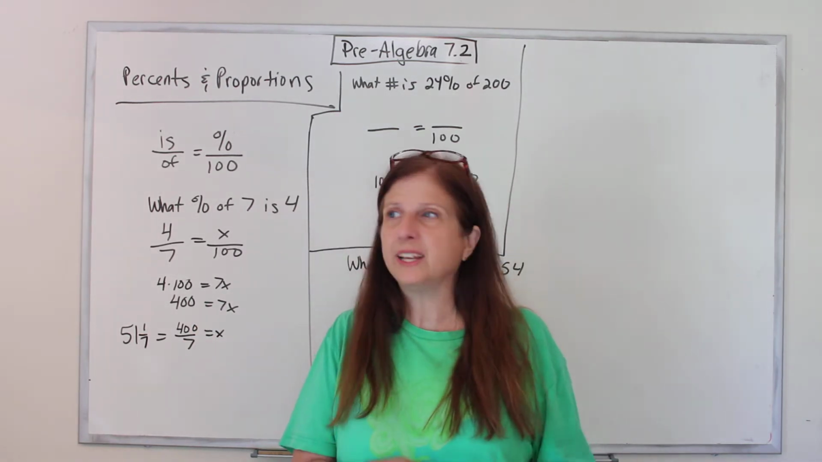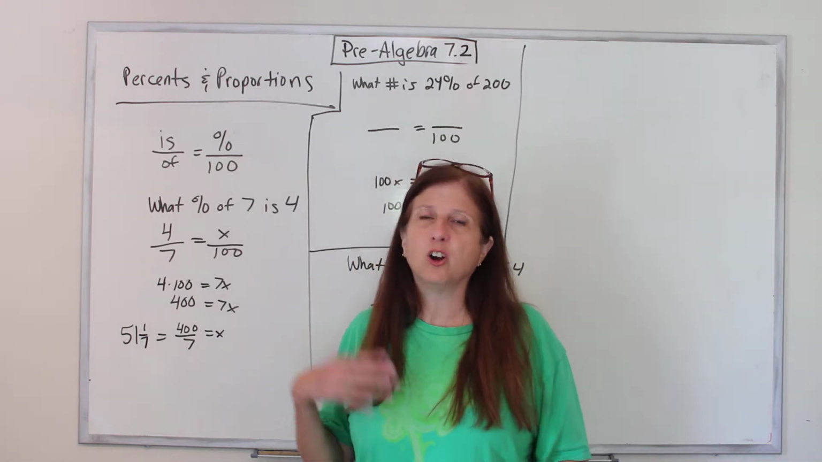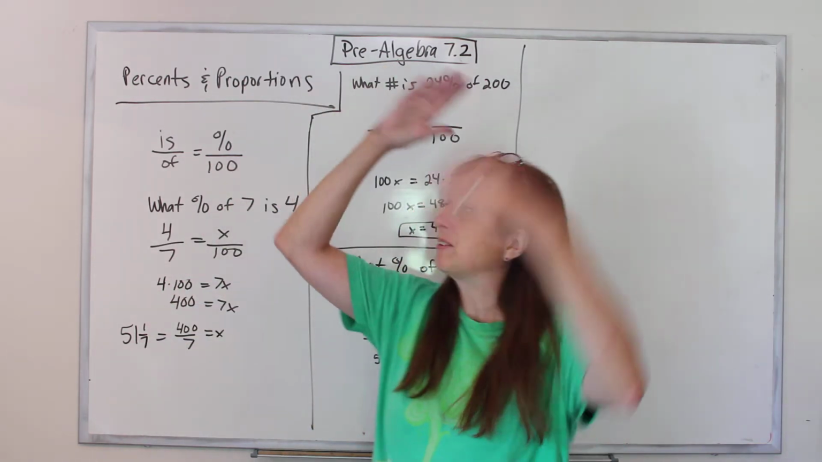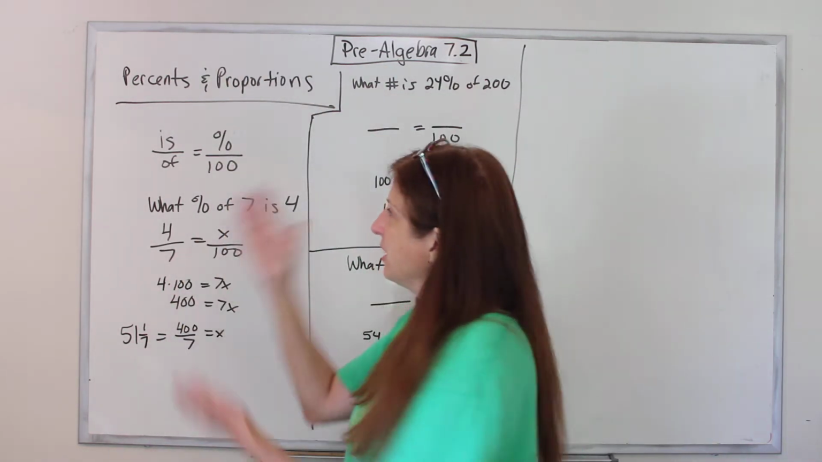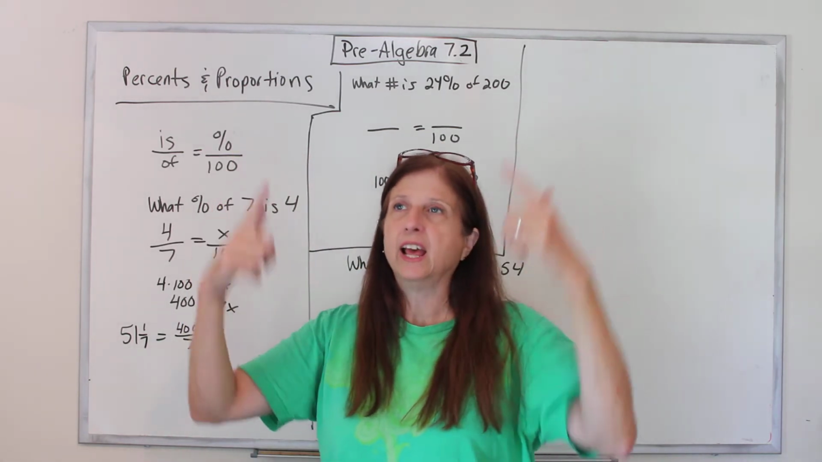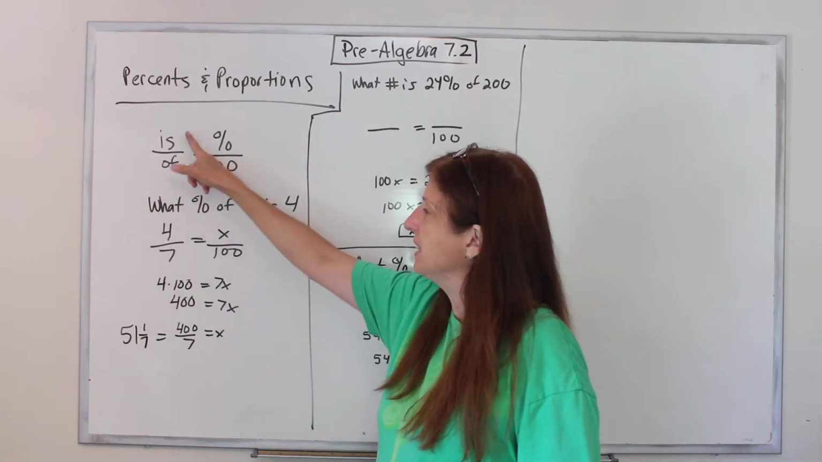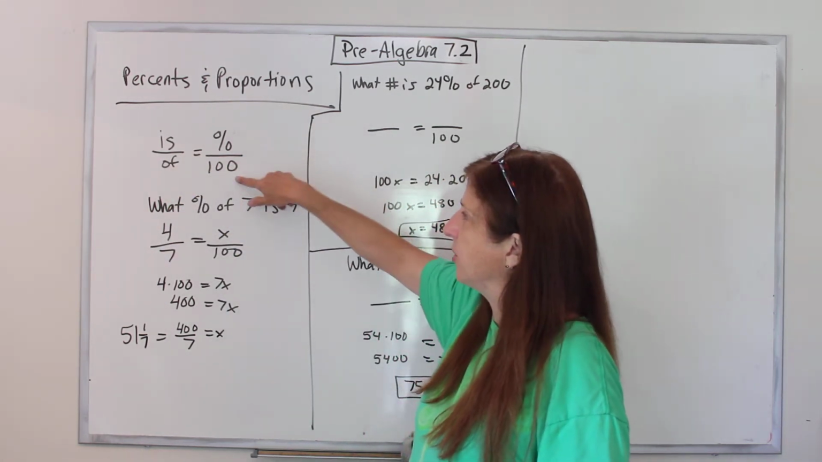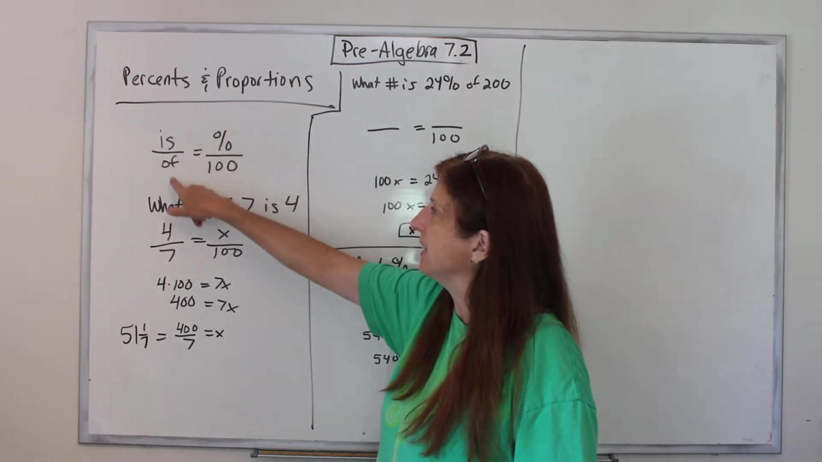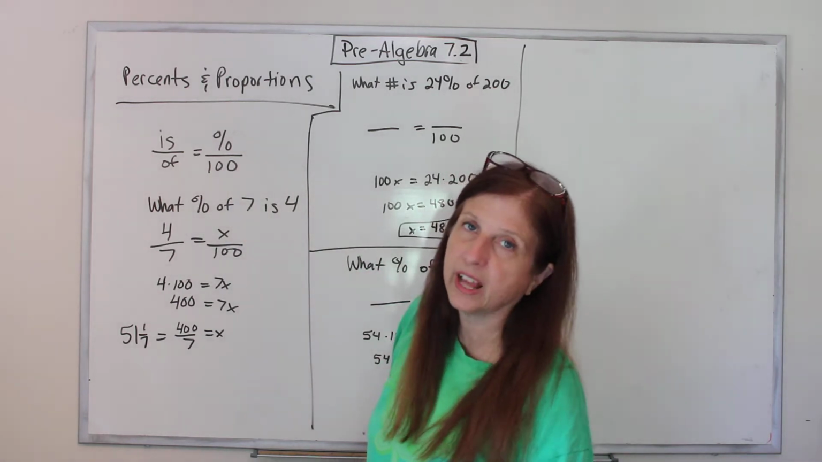Then my husband, he has a bunch of college degrees, and he had gone back to college later after this, and his teacher taught him this formula, and I was like, this puts it in a formula where you don't have to be able to think it in your head and intuitively understand it. You can just do this formula. So it's is over of equals percent over 100. They will give you two of these three things, the is, the of, or the percent. You cross multiply, solve for x for the other one.